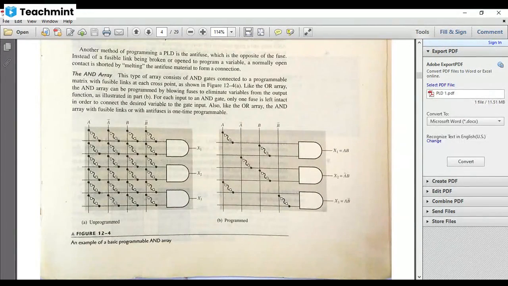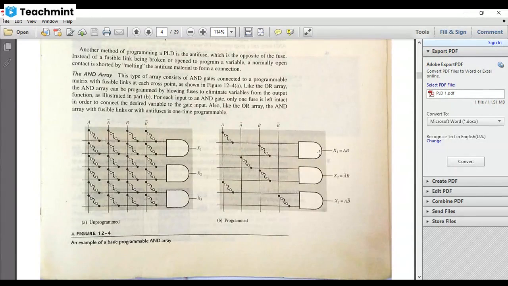That is an unprogrammed AND array. While here, we have to do the programming as per the logic equations which are required for the circuit.